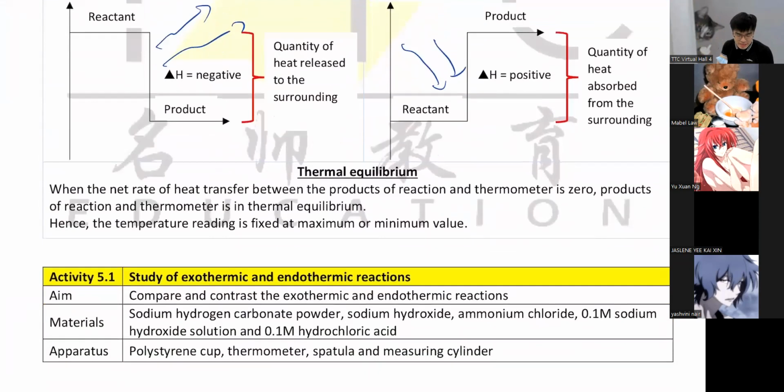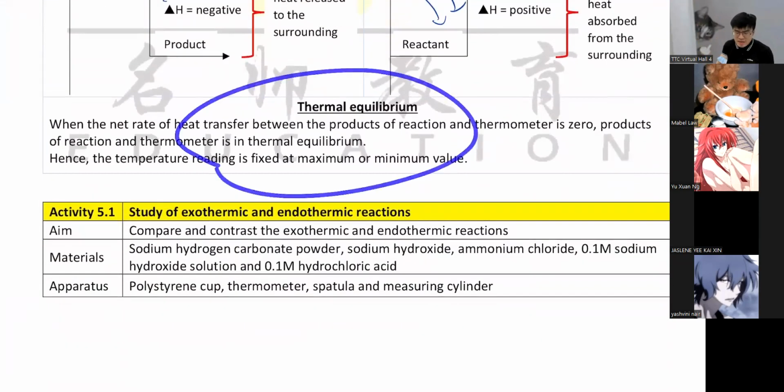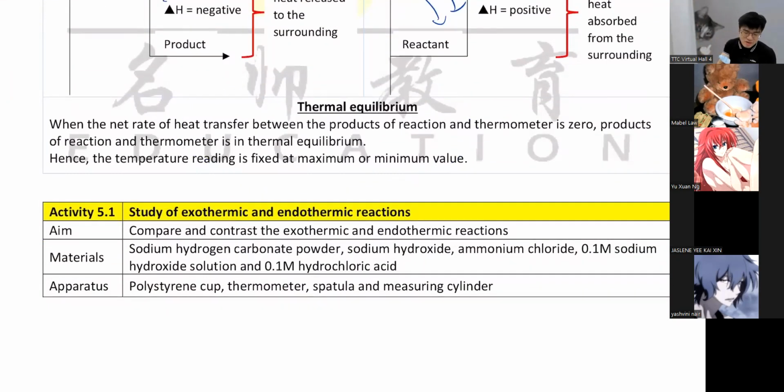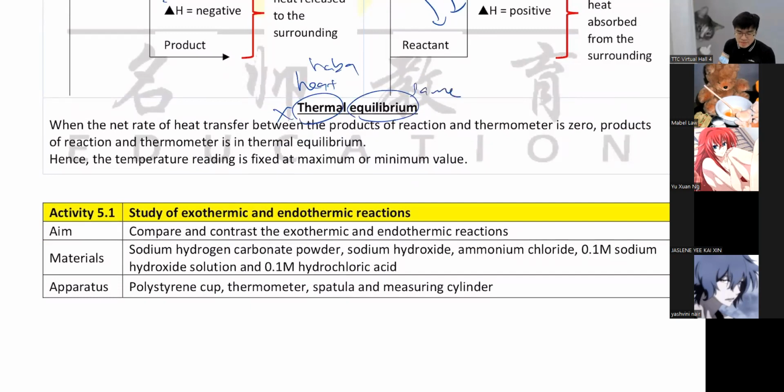All right, so the next one, this thermal equilibrium, I don't want to talk about this. You can put a cross here. This thing I don't care, because it's really not worth your time. What is thermal equilibrium? Thermal means heat, haba. Equilibrium means same, sama. So thermal equilibrium means same heat lah.